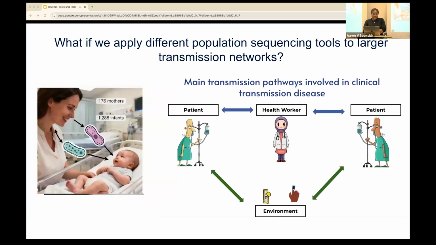And so with this, I was like, okay, what if we apply different population sequencing tools to larger transmission networks? And so I specifically work with nursing homes and thinking about how patients interact with healthcare workers and the environments around them. Are patients transferring bacteria to the healthcare workers or their environments when they move throughout a healthcare facility? Are they transferring it to workout equipment, for example? And then is it being picked up by a healthcare worker and going back and forth?